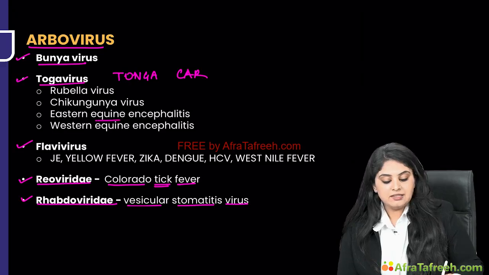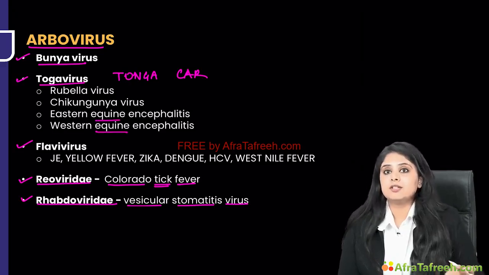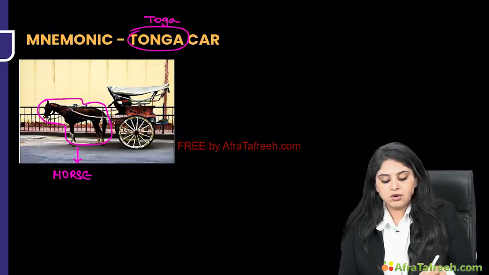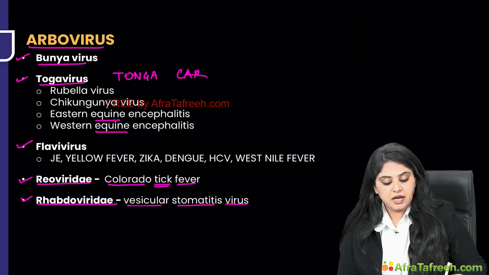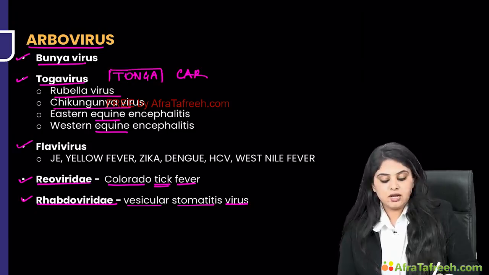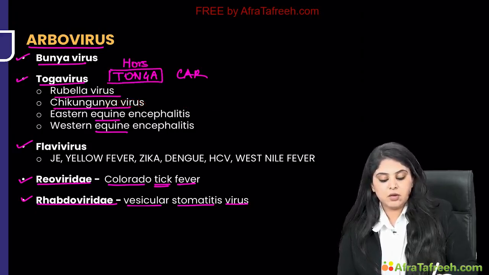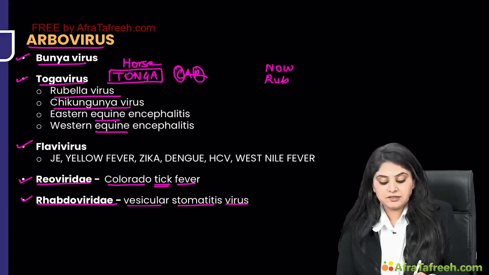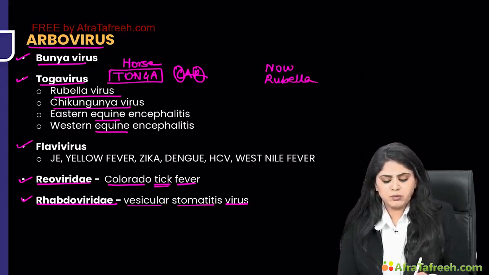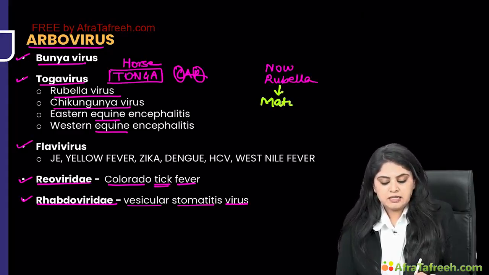So equine, eastern equine encephalitis, western equine encephalitis, and other than the horse, we have C and we have R. What is C and R? So that is going to be chikungunya and rubella. So repeating, Tonga car will remind me of horses. So all the equine encephalitis, chikungunya and rubella. But now I hope you know the rubella has been reclassified into which family. I've told you so many times in this rapid review. It is now a part of the Matonaviridae family.